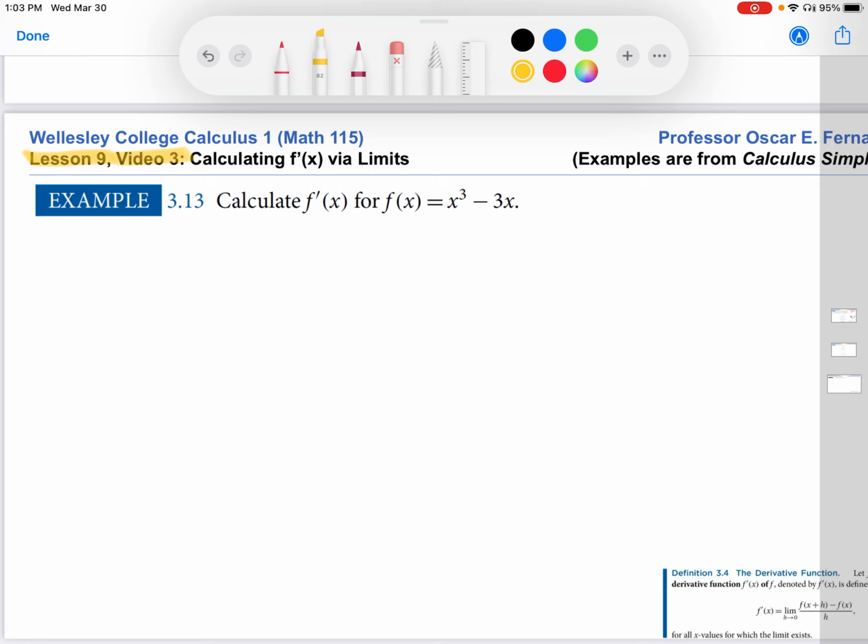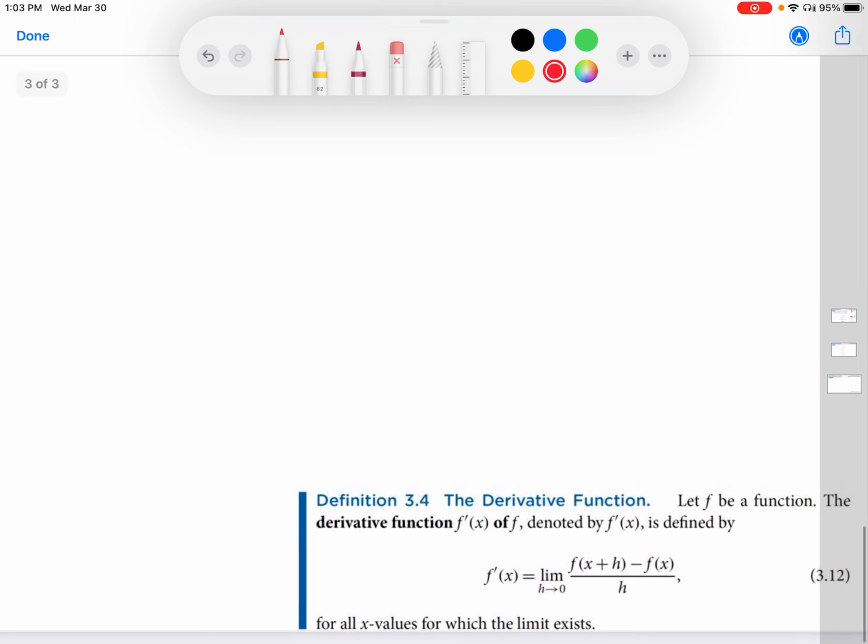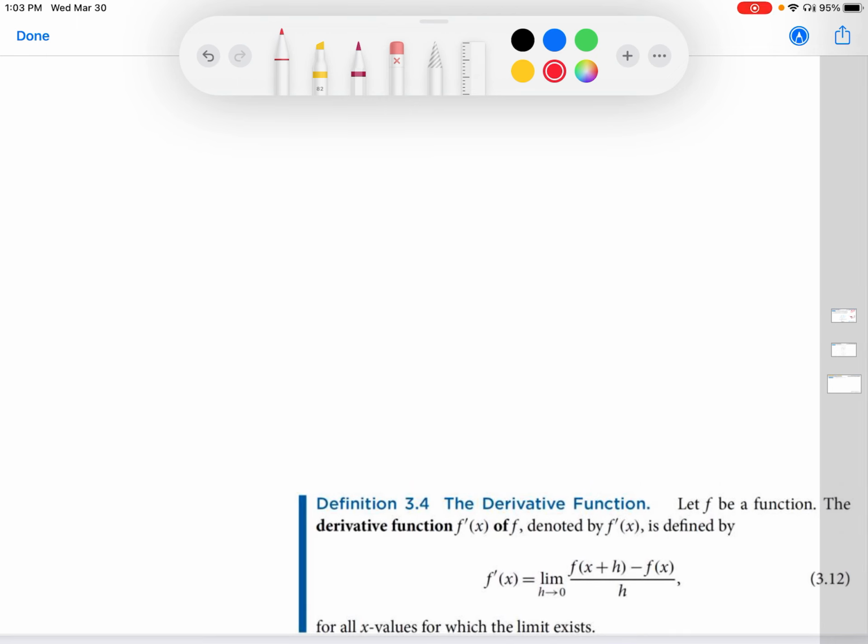The topic here is calculating f prime of x, but using limits, right? Later on in the course, we'll talk about some faster ways to calculate the derivative function. So let me just remind you of the definition for f prime of x. It looks very much like the definition for f prime of a that we talked about in video 8.2 in this series, but it's got an x, so that's really the only difference.